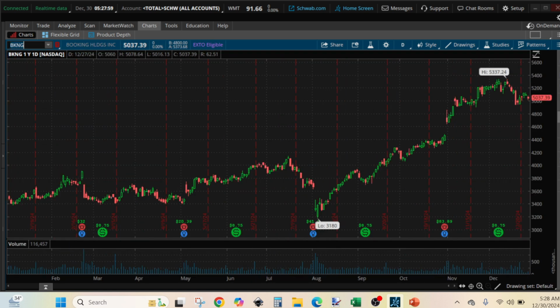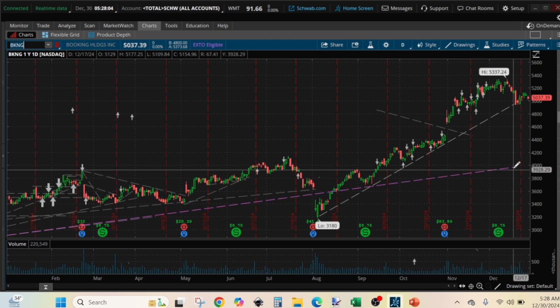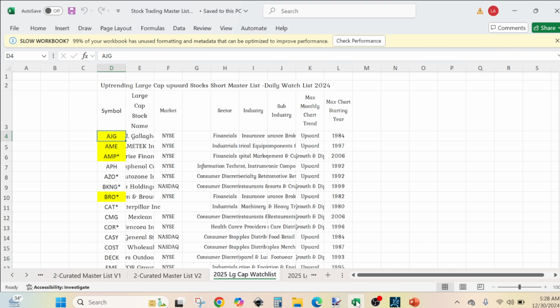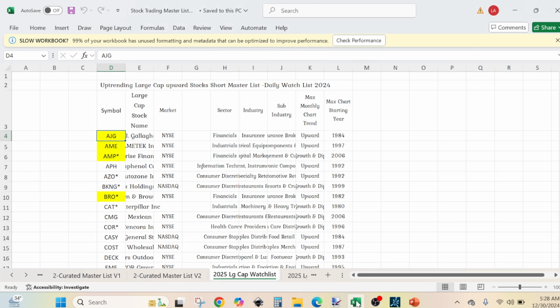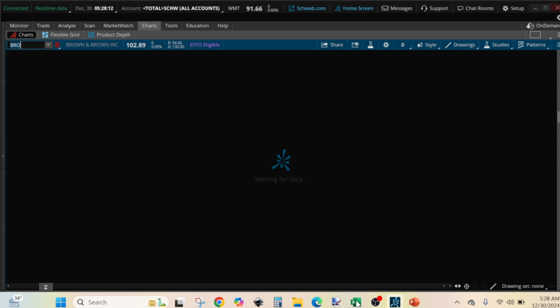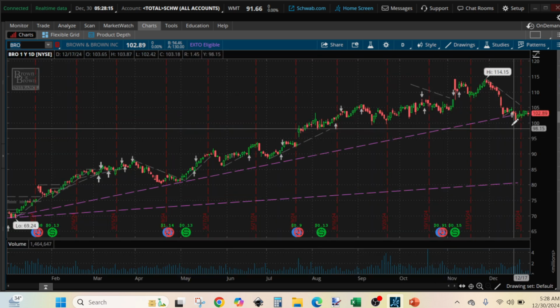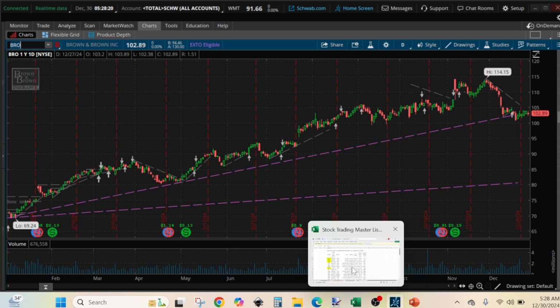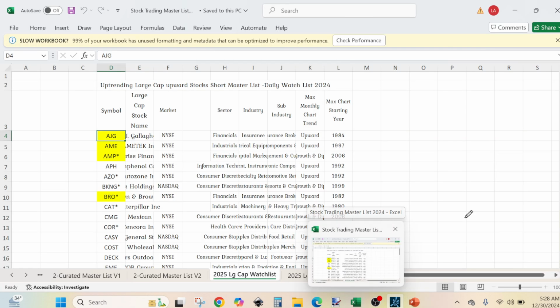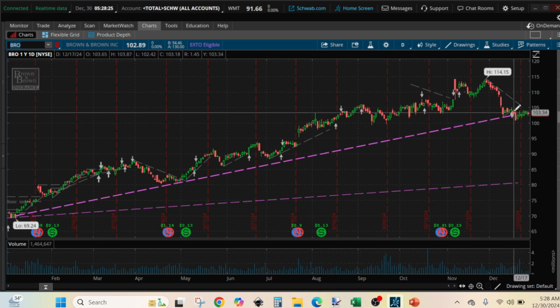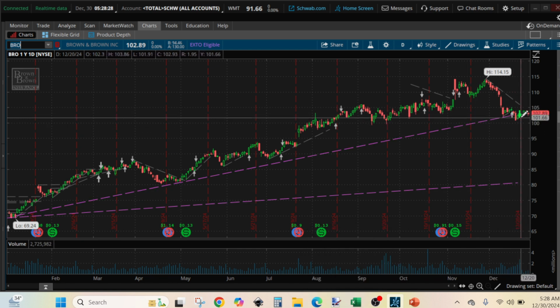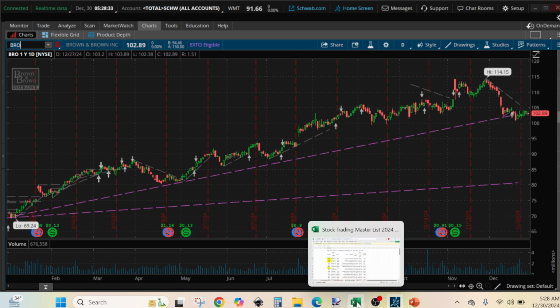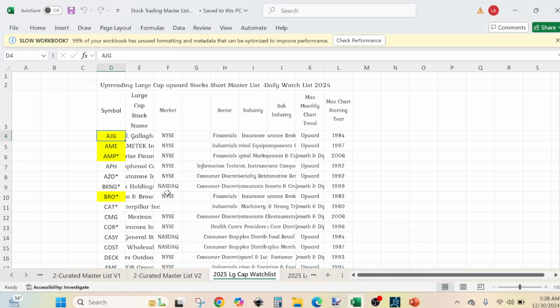BKNG. We will be buying it here. It's not there. BRO. Let's see if we, yeah, I think we bought it. Yeah, the ones that are highlighted are the ones we purchased. So we bought it there, and yeah, still around there. Okay. Cats.